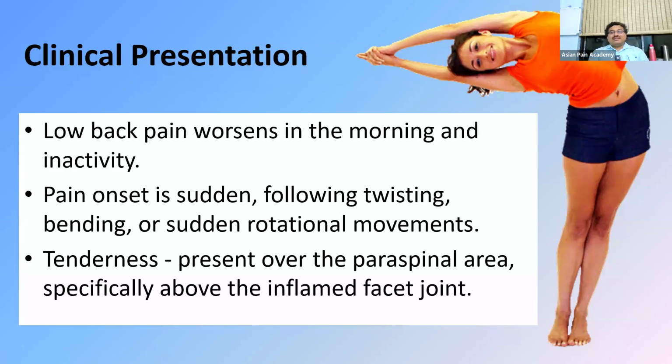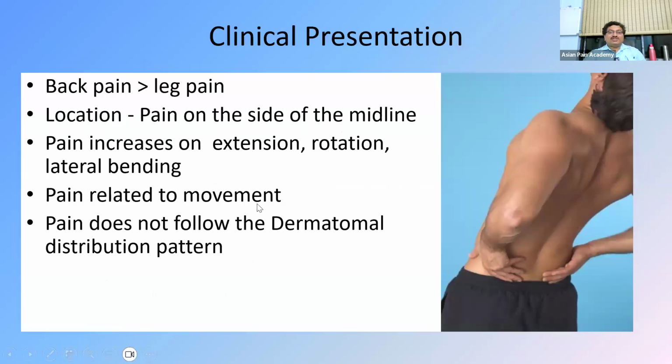So if pain increases in the morning and with inactivity, and the relief period in the morning lasts more than half an hour, it is most probably an inflammatory cause. And if the relief takes less than half an hour, then it is probably a degenerative cause. Pain onset is sudden, which may increase following twisting, bending, or sudden rotational movements. There is tenderness present over the paraspinal area, not at the center, just over the inflamed facet joint.